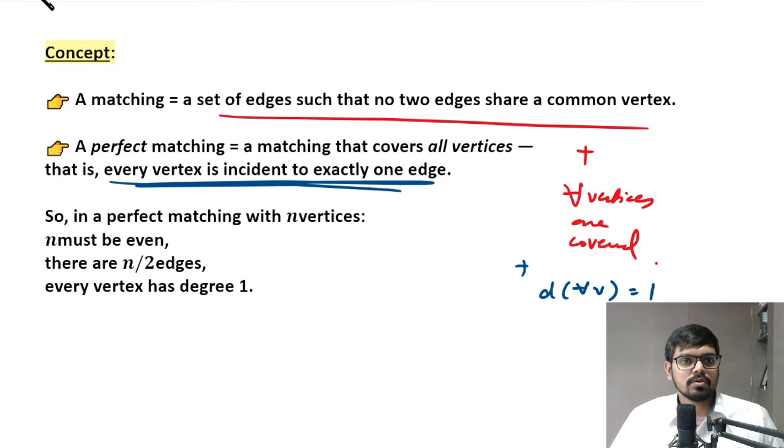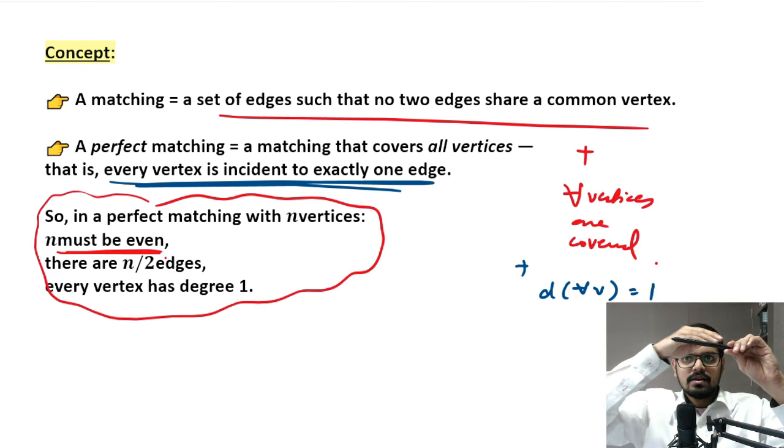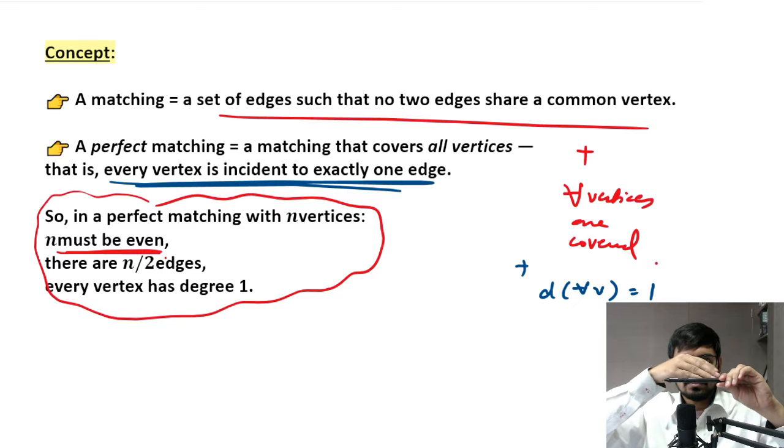You can also see some conclusions in a perfect matching with n vertices. What you will observe is that n must be even. Then only will it happen that degree is 1 and they are connected, like one edge AB, another would be CD, but no connection between them, and then next would be EF.